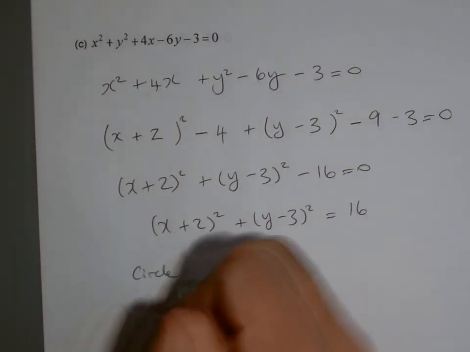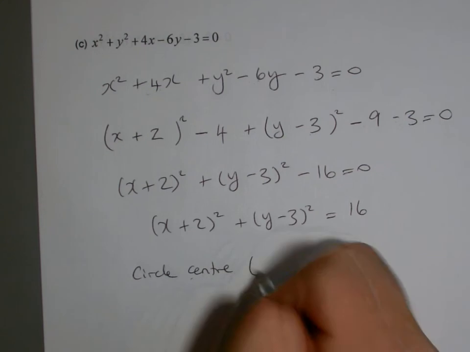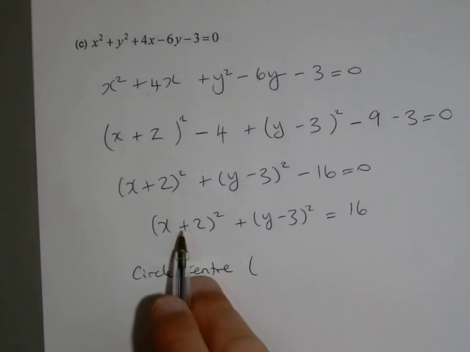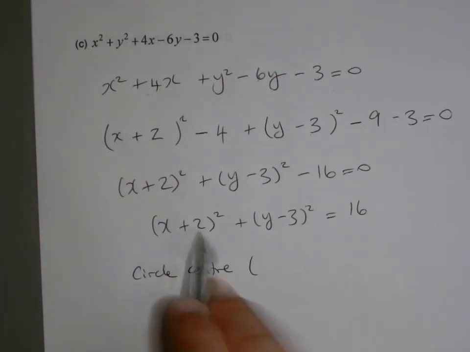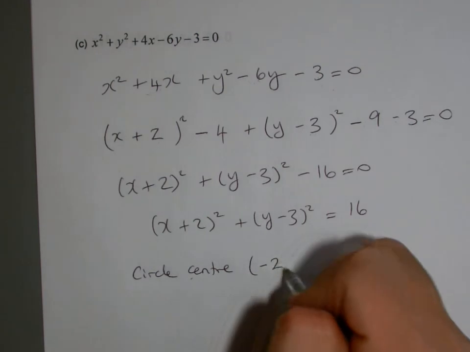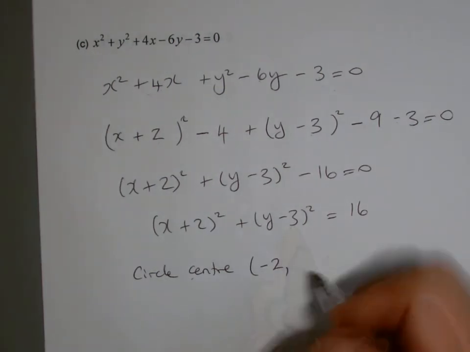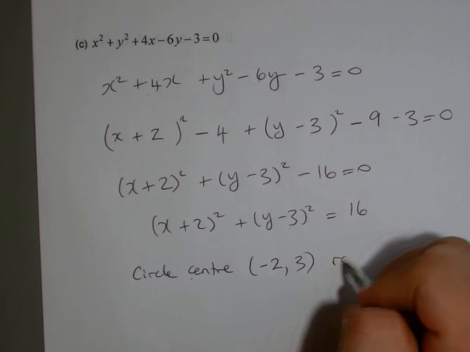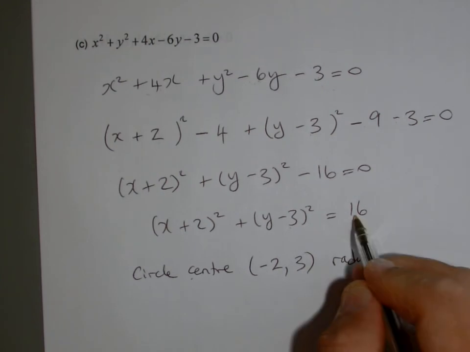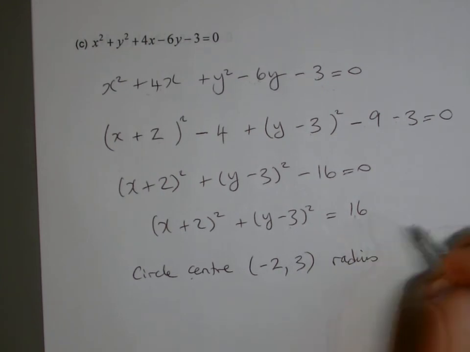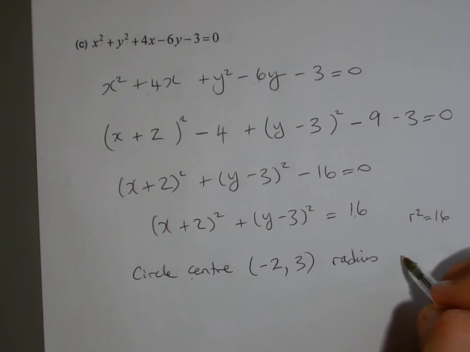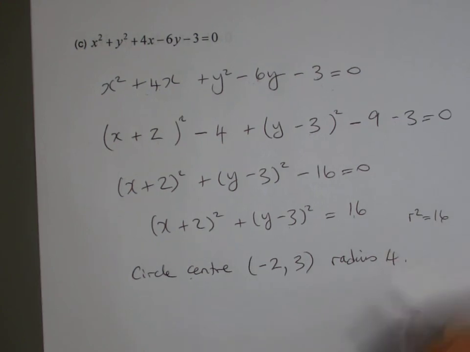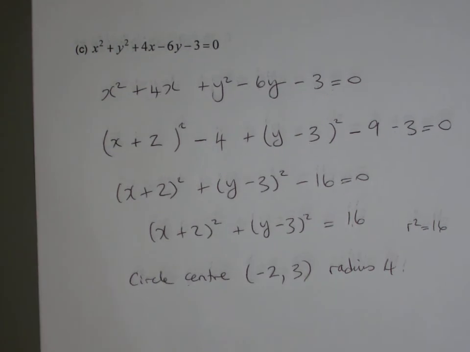So the circle has center, right? Well, your a value is here. Now, of course, because that's a positive, your a must be negative 2. Your b is just that value there, 3. And of course then the radius is the square root of that, because that's your r squared. So r squared is 16, so your r must be 4.